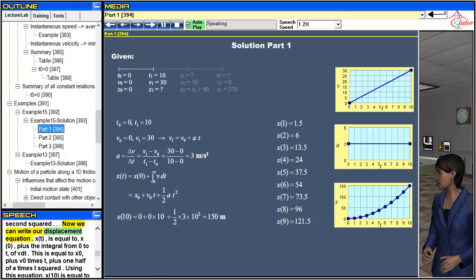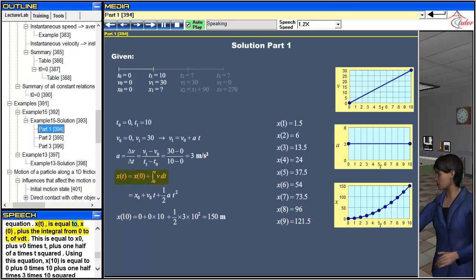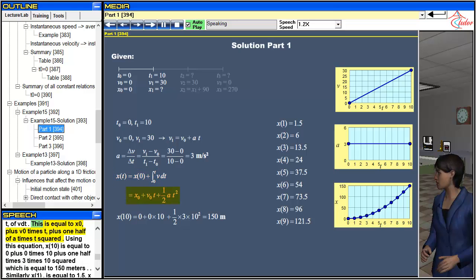Now we can write our displacement equation. X at time t is equal to x at time 0 plus the integral from 0 to t of v dt. This is equal to x0 plus v0 times t plus 1/2 of a times t squared.